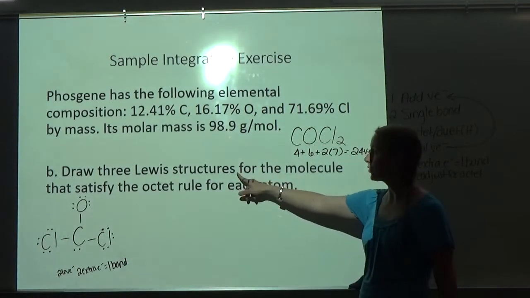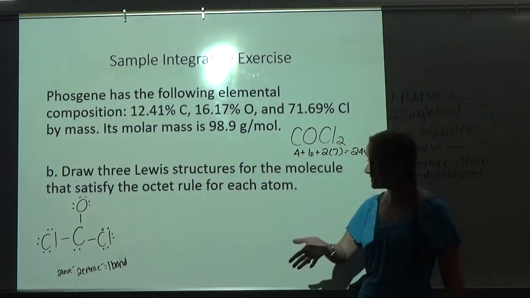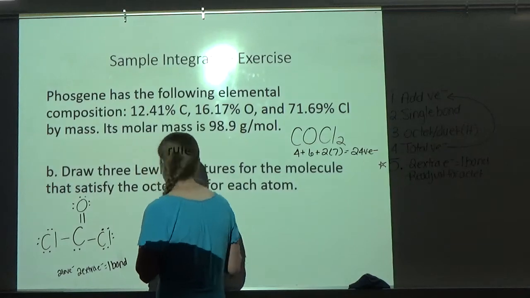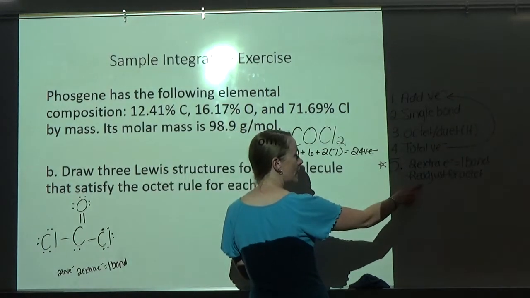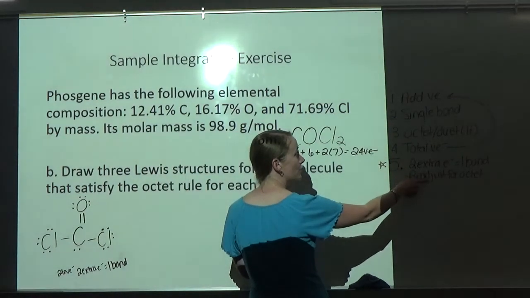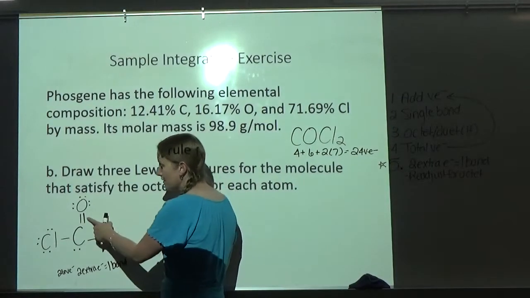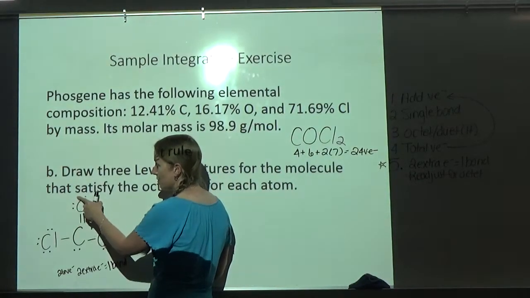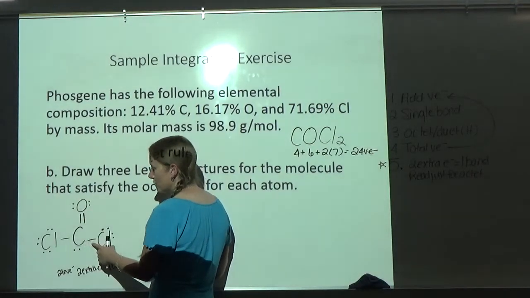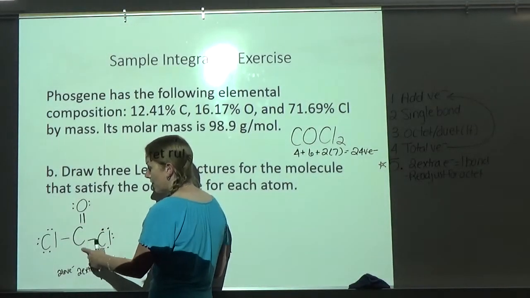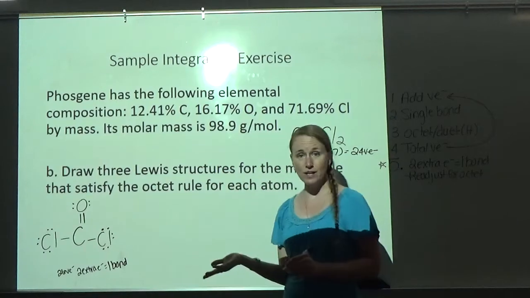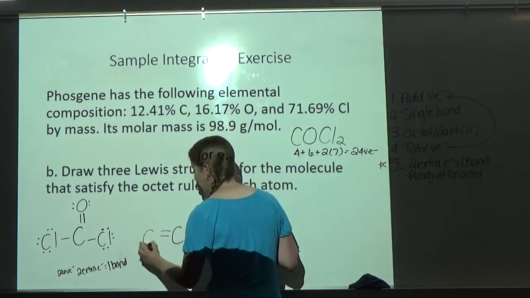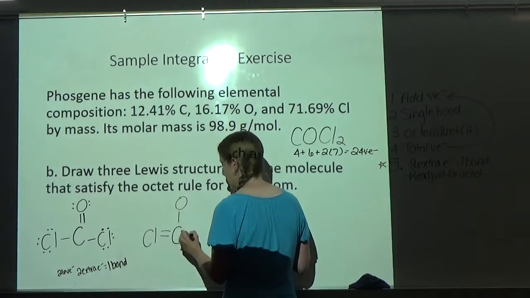That's why it says draw 3 structures. We have resonance here. Okay, so I could put it to the oxygen. So don't forget, once you add an extra bond, you need to readjust for the octet. If I add it to oxygen, oxygen now has 2, 4, 6, 8, 10, so I will remove 2. Carbon has 2, 4, 6, 8, 10, so I will remove 2. So that's one option. All right, I also could have put the double bond to one of the Cl's instead.